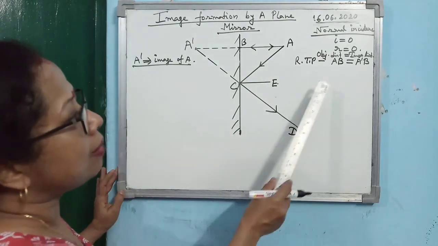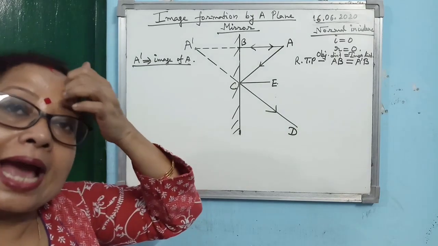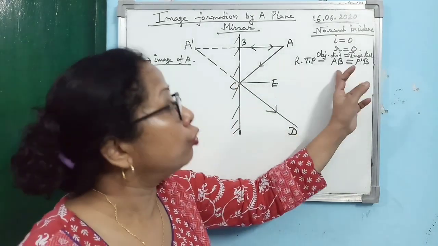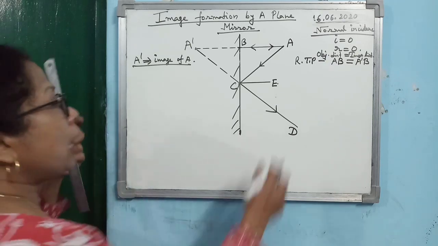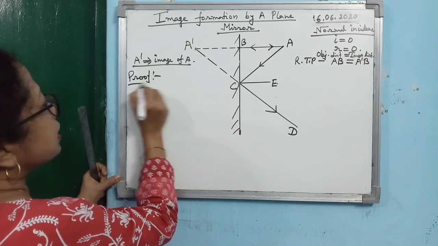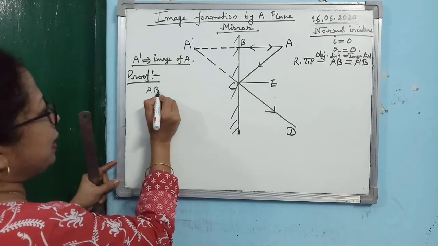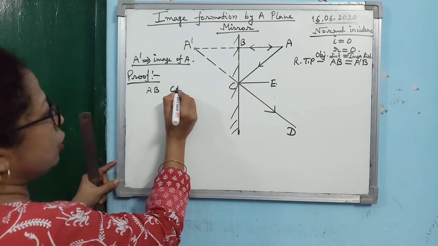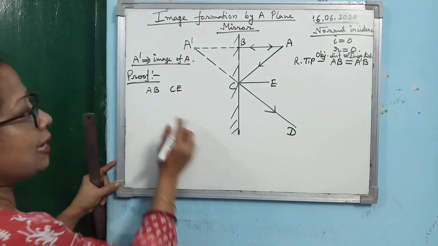From the diagram, object distance is AB and image distance is A dash B. So we have to prove that AB equals A dash B. Now how can we prove that? First, consider the line AB and CE. Look at it. AB and CE both are perpendicular to the same surface.